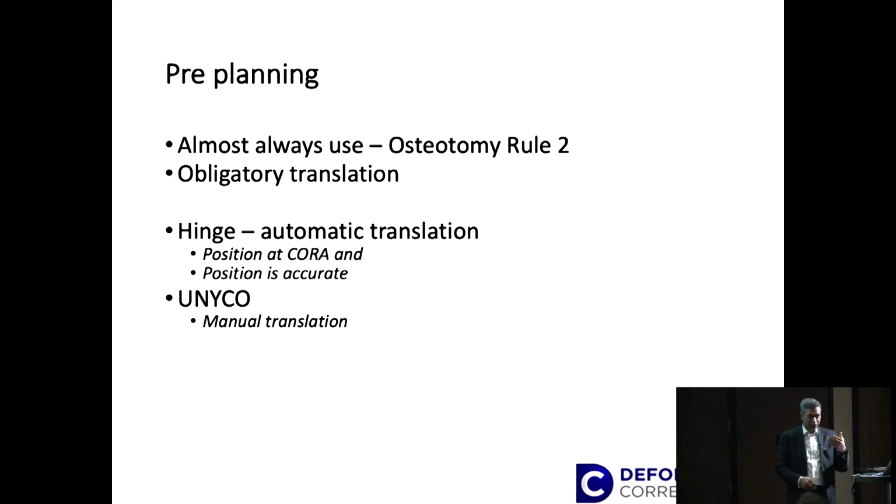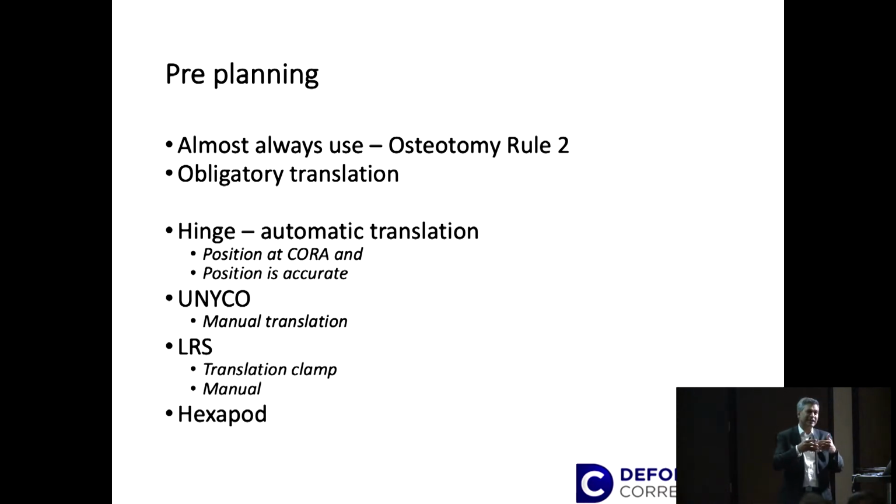If you have a Unico, you do manual, and LRS actually works quite well that way. If you are good at LRS, I'm not very good at it, therefore I don't use it as often. But if you learn how to do it, then translation becomes quite easy. You loosen, I think we did it in one of the labs, you loosen the bolt and just move it up and down.